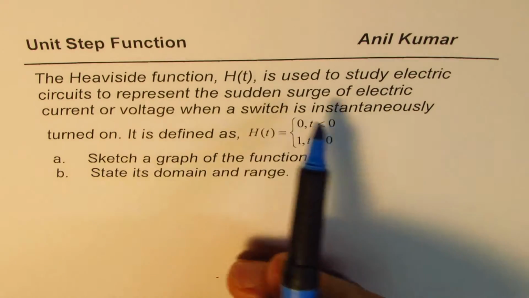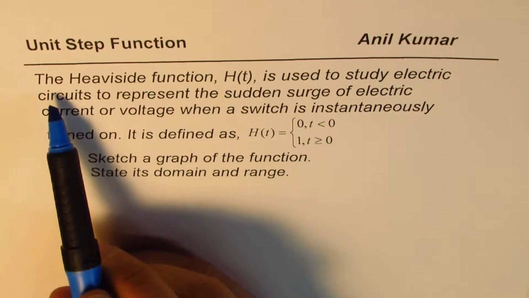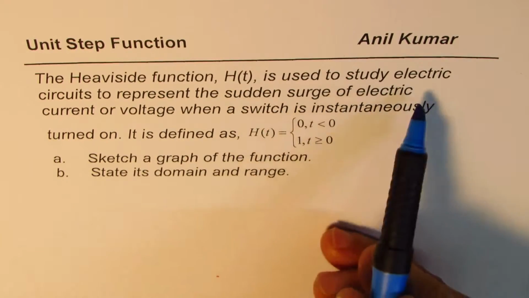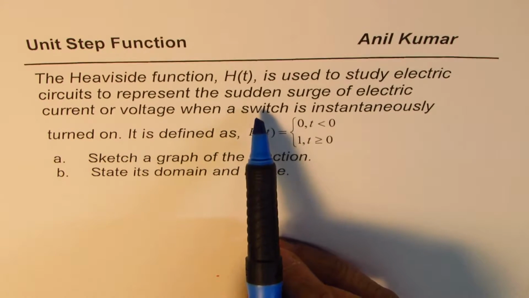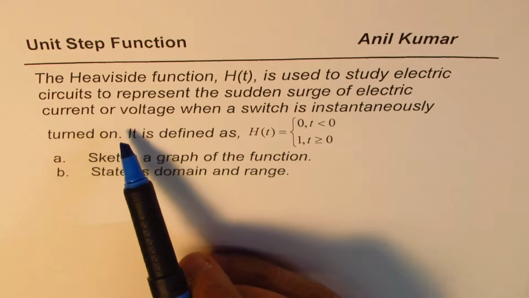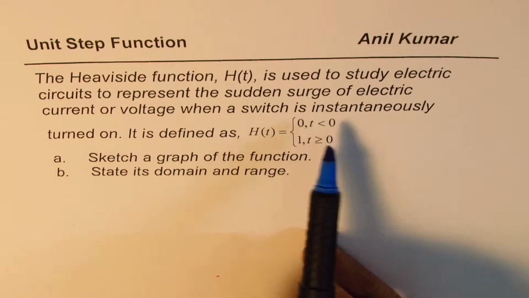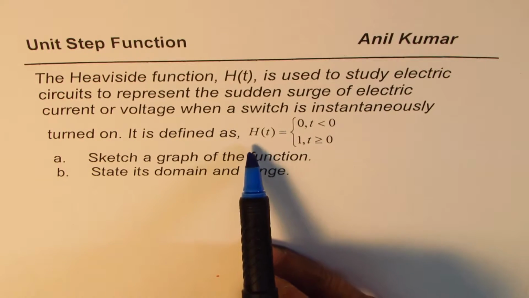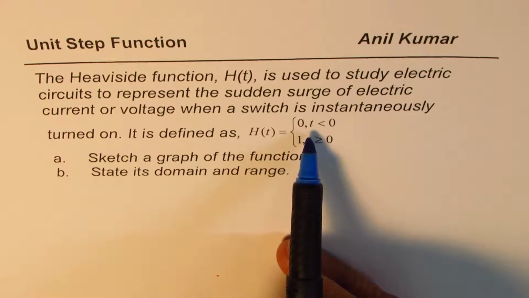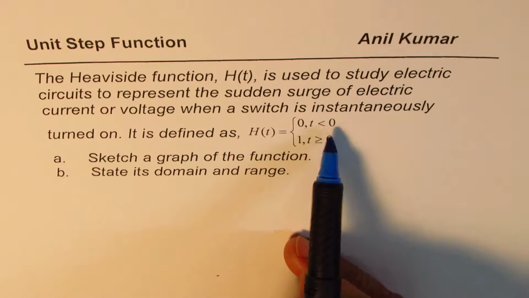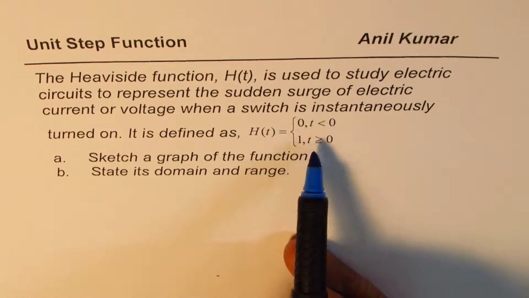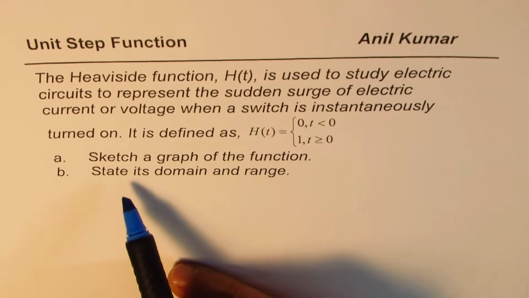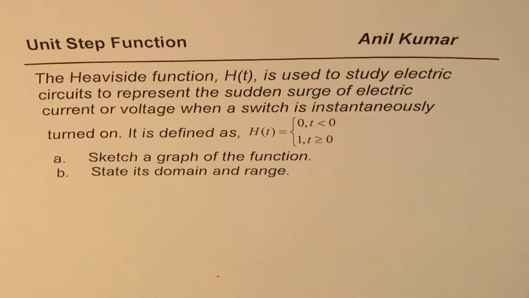There's a very famous function which we'll talk about. The Heaviside function h of t is used to study electric circuits to represent the sudden surge of electric current or voltage when a switch is instantaneously turned on. It is defined as h of t equals 0 for t less than 0 and h of t equals 1 for t greater than or equal to 0. Sketch a graph of the function and state its domain and range. That's the question for you.